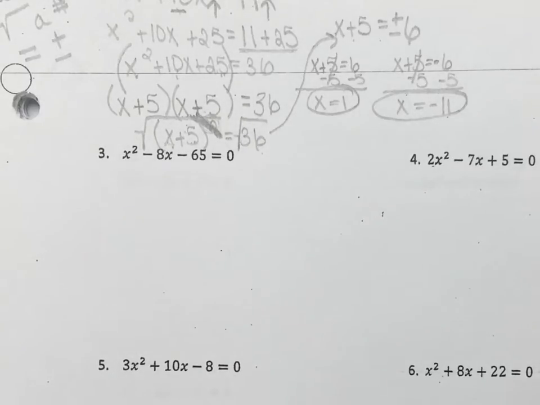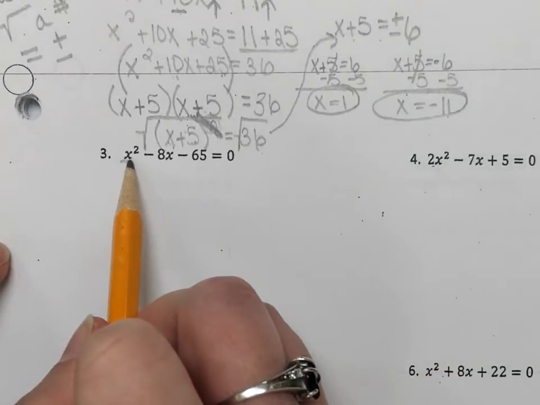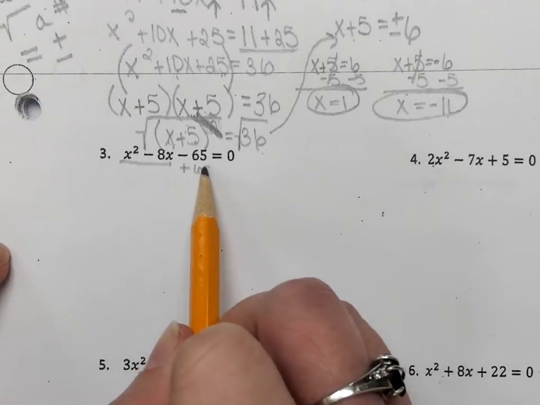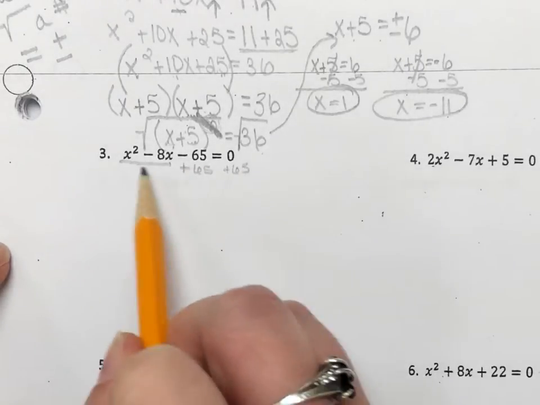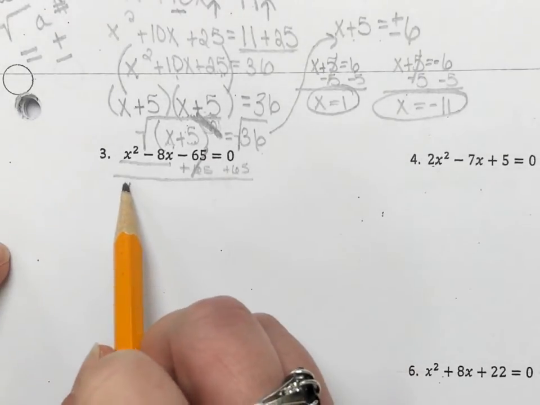Very first step. It's the same process all the way down. What's the first step to get what by itself? Plus or add 65. Get the x's by themselves, so I'm going to add 65. There you go. The awesome thing about these is the process never changes.